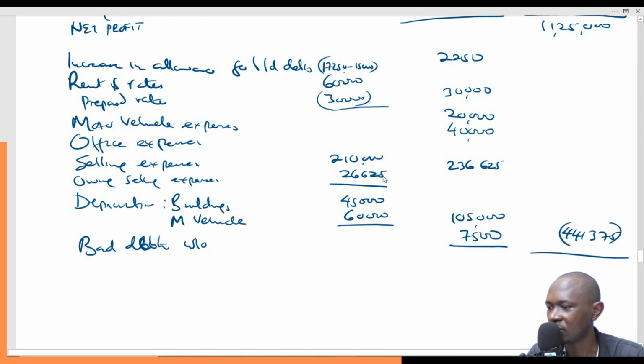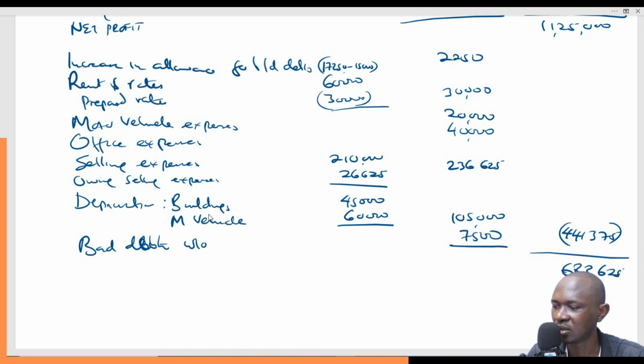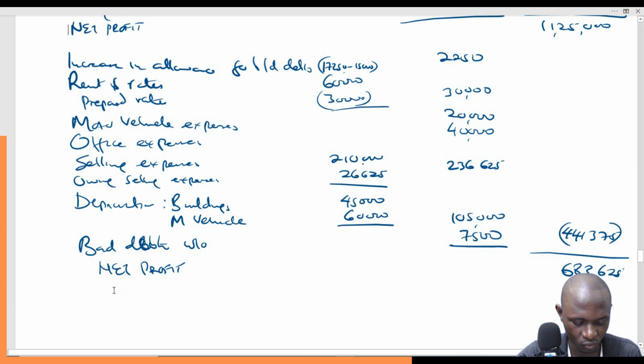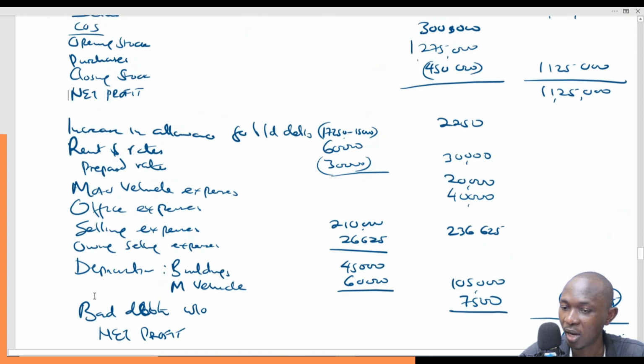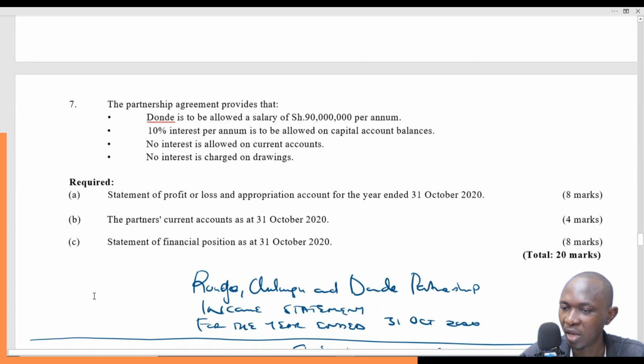And we less this from that. So 441,375 minus 1,125,000 gives us 683,625, and that becomes our net profit. Net profit is 683,625. So, having reached there, the next thing is to go to the appropriation account.